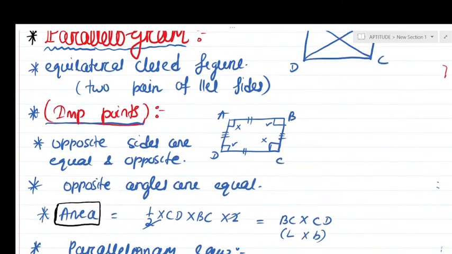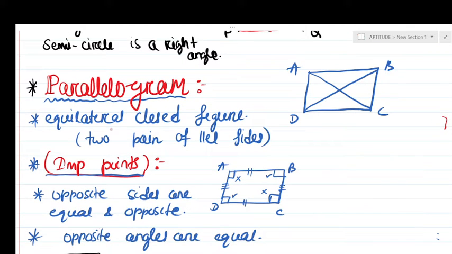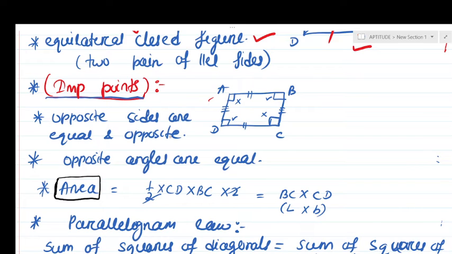And then is the parallelogram. As you know, the parallelogram is a closed figure like this, with two pairs of parallel sides. This one, and this one. Some important points about the parallelogram: opposite sides are equal and opposite angles are equal, and the area of the parallelogram is twice the area of the triangle.